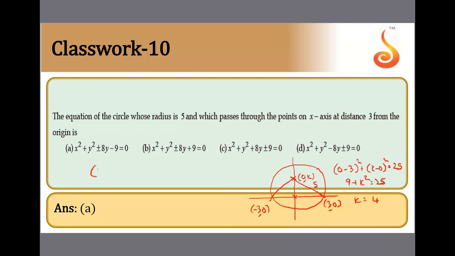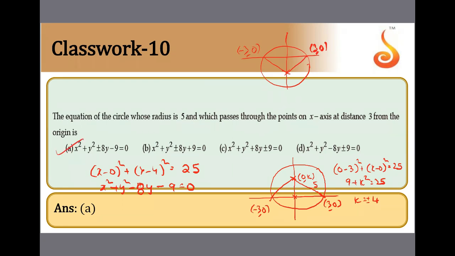So what will be the circle equation? x minus 0, y minus 4 whole square is equal to 25. We get x square plus y square minus 8y minus 9 is equal to 0. Okay, plus minus will come. k equal to plus minus 4. It can be a reverse circle also. It can be a circle like this. Here also it is possible. This is 3, 0. This is minus 3, 0.